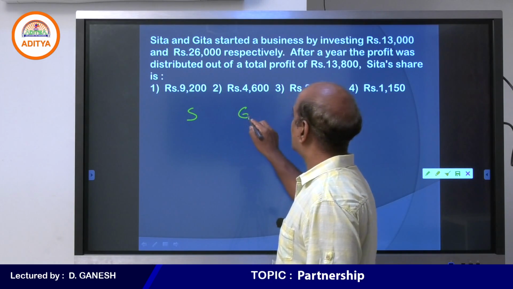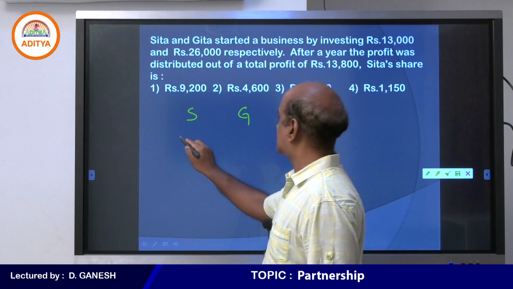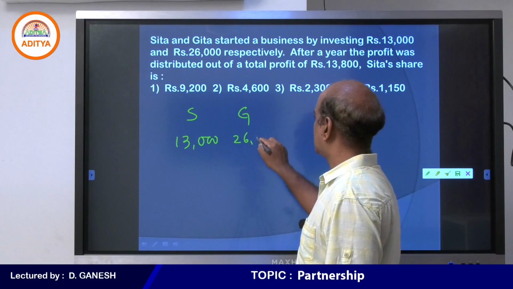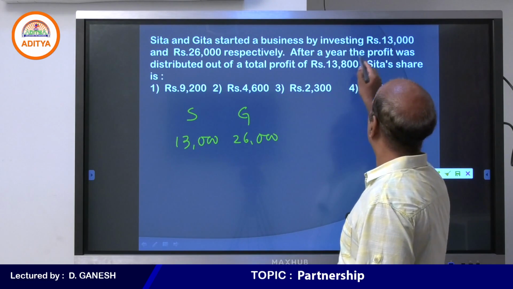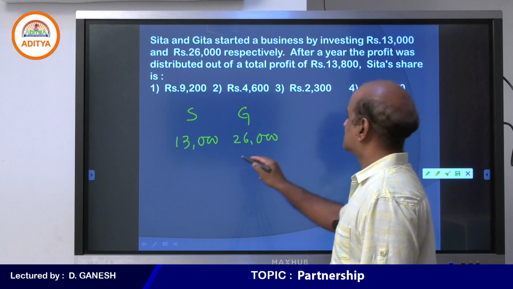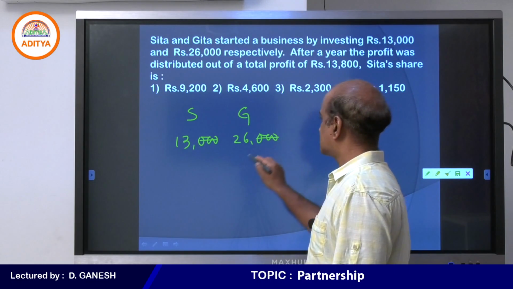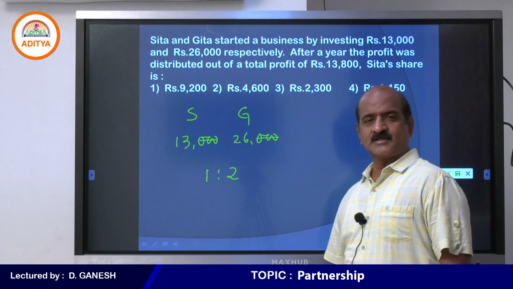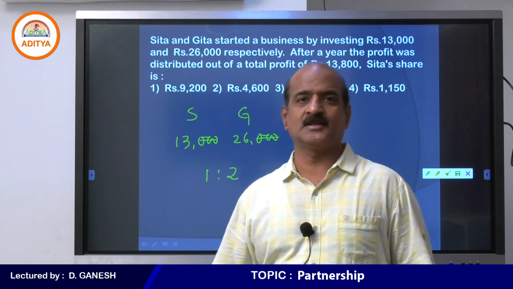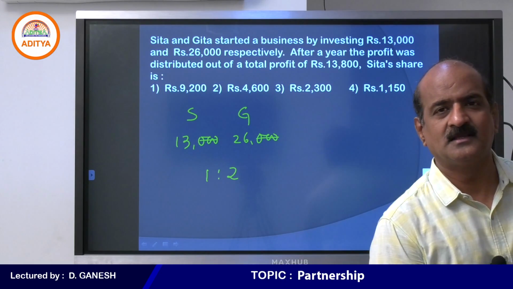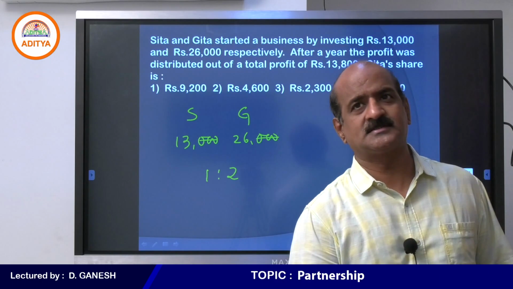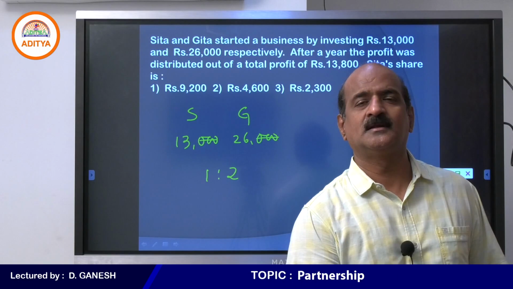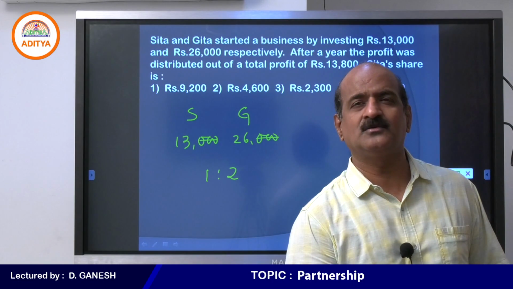Sita and Geeta. Sita invested 13,000 rupees, and Geeta invested 26,000 rupees, and after a year the profit was distributed. So 13,000, 26,000, therefore 13 one time, 26 two times. I think you understand this. Therefore the profits must be distributed in the ratio 1:2. So 1:2, total 3 parts, and 1 part must be given to Sita because she invested only 13,000, and the remaining 2 parts must be given to Geeta.